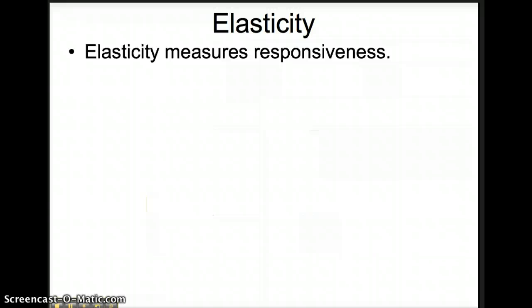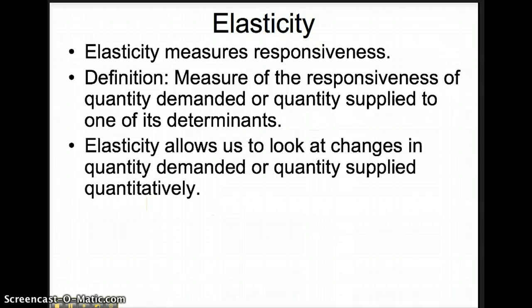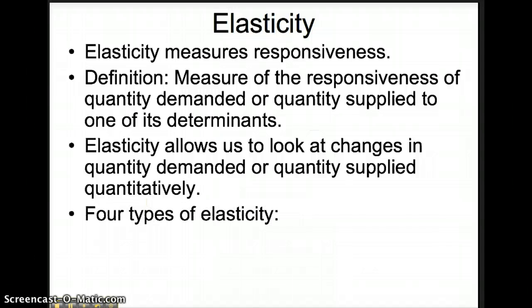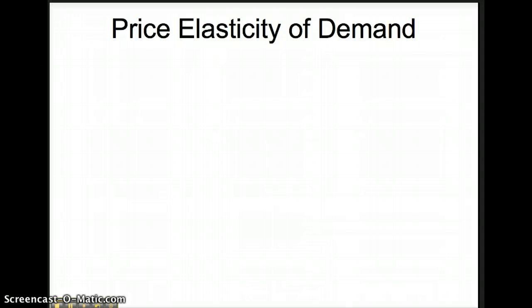Very simply, elasticity is a way to measure responsiveness. The book definition of elasticity is the measure of responsiveness of quantity demanded or quantity supplied to one of its determinants. By calculating elasticity, we can look at changes in quantity demanded or quantity supplied quantitatively. Chapter 5 will cover 4 types of elasticity: price elasticity of demand, income elasticity, cross-price elasticity, and price elasticity of supply. Let's start with price elasticity of demand.